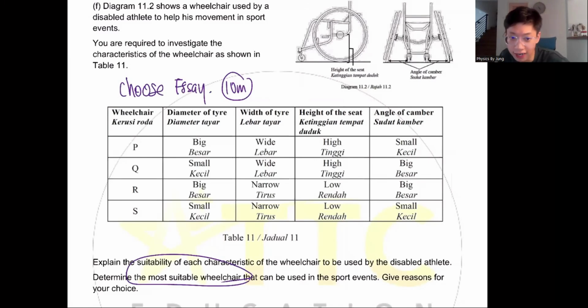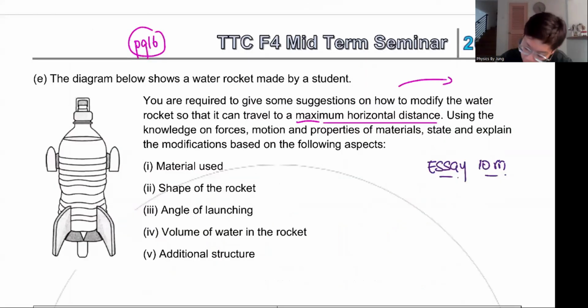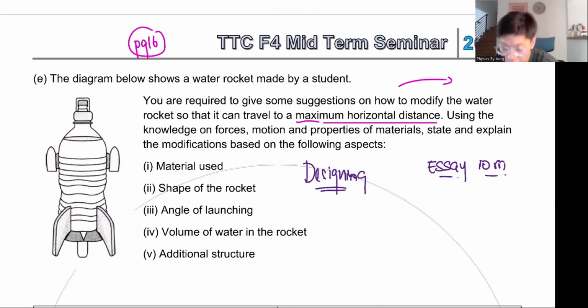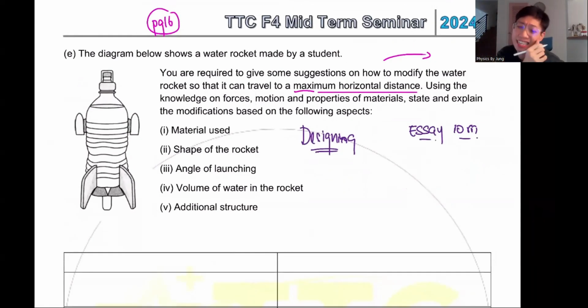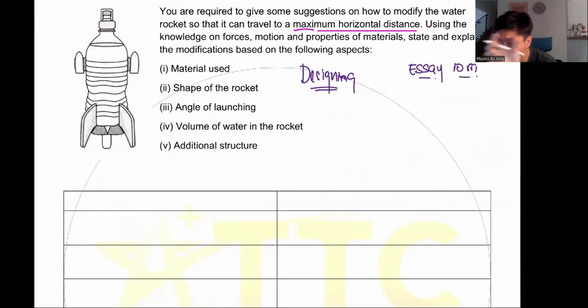Now, the water rocket is harder. Why? Because I call this designing. So we have choosing and we have designing. Designing means you have to write everything by yourself. Which one is harder? Of course, design is harder, because they never give you any clues.